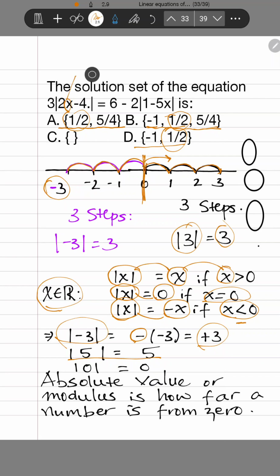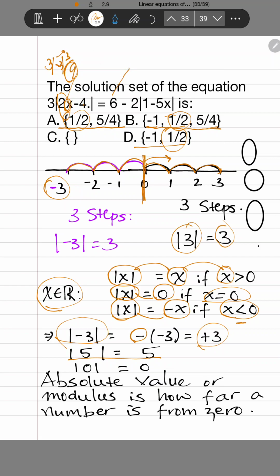We can check it carefully here. When I put 1/2 in here, I'm going to have number 1 on this side. So 3 times 1 minus 4 is just -3. So on this side, I'm going to have 3 times the absolute value of -3, which is also 3. So I have 3 times 3, which is 9 on the left side. With 1/2, I have 9 on the left side.